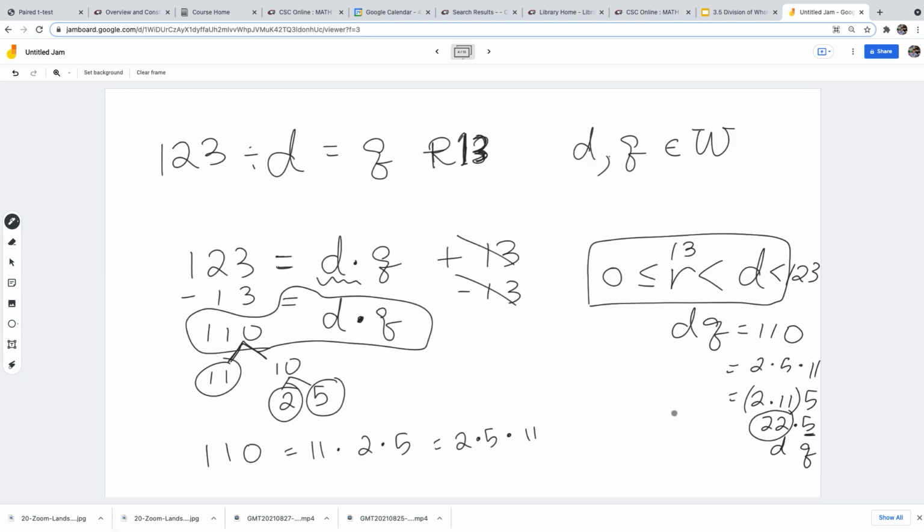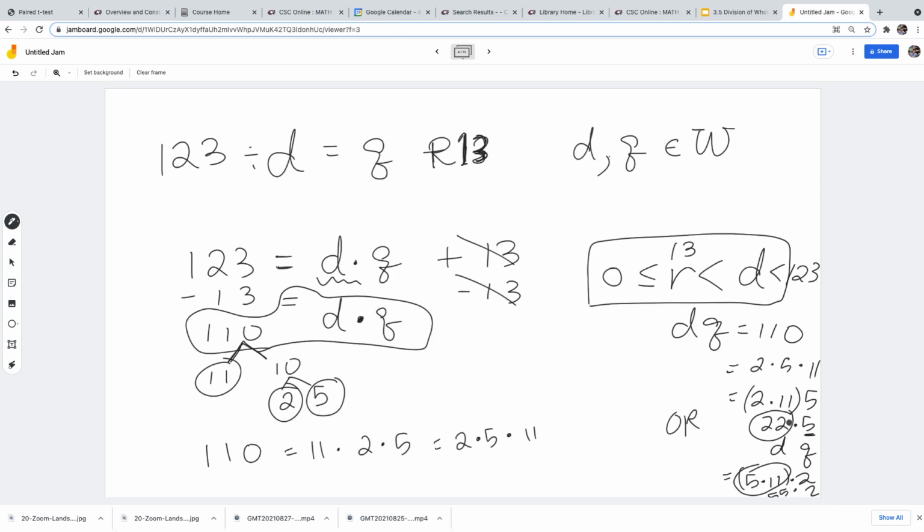Or I can put 5 times 11 times 2. That's still 110, d times q. And I can say this is d, which is 55. And this 2 is the q, right?